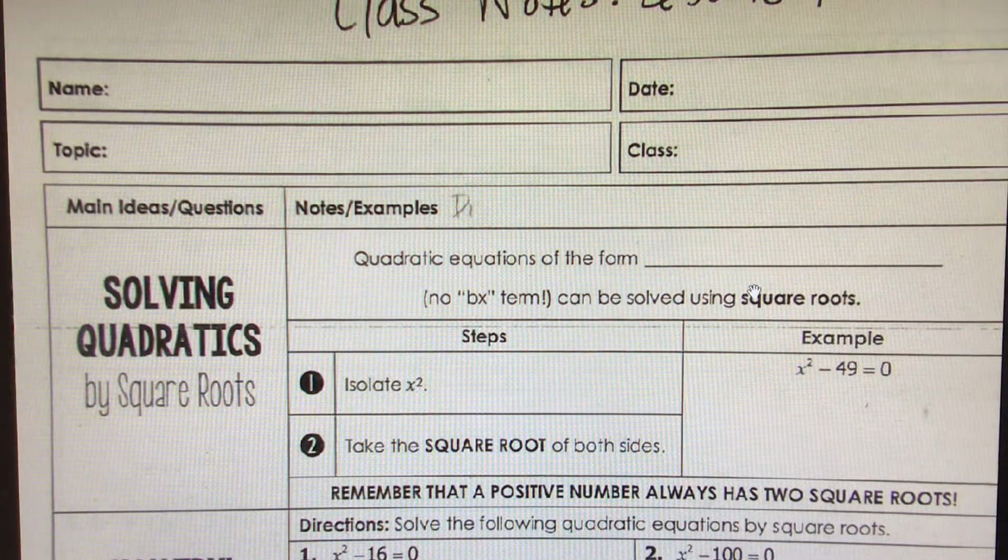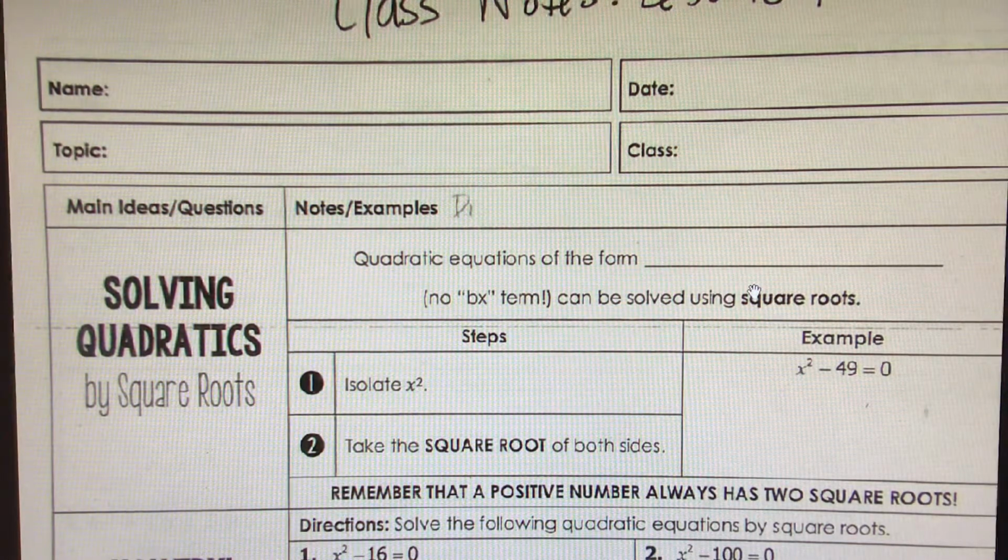Happy spring break. This is a quick lesson on lesson 7, which is about solving quadratics by finding square roots. So this is on page 25 of your gym packet.